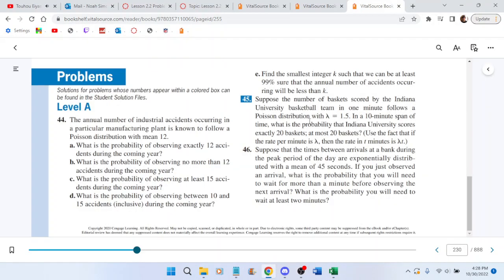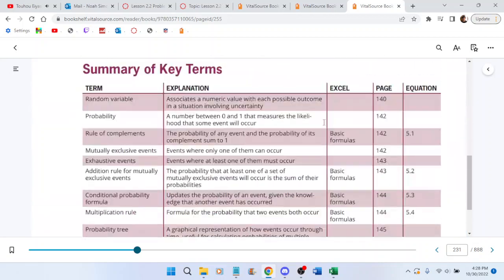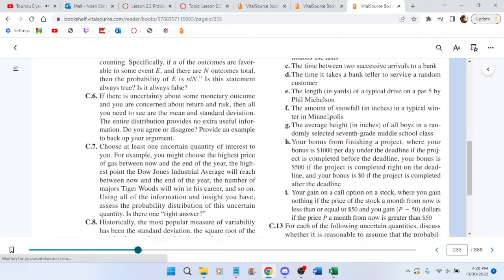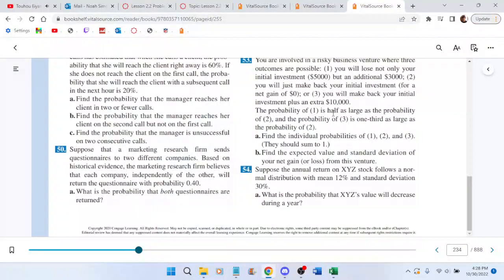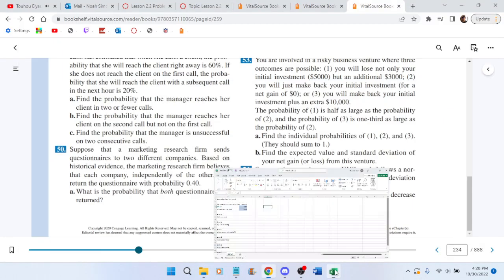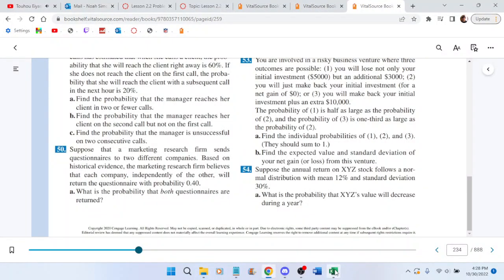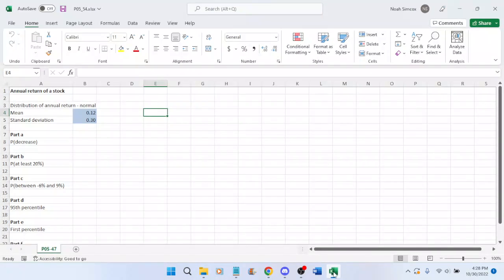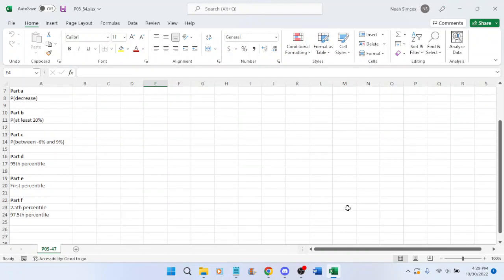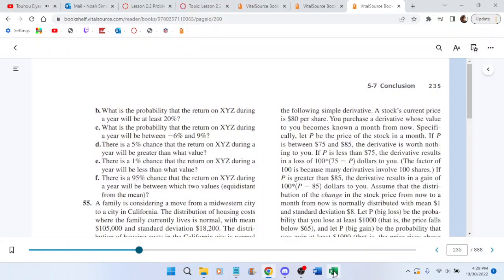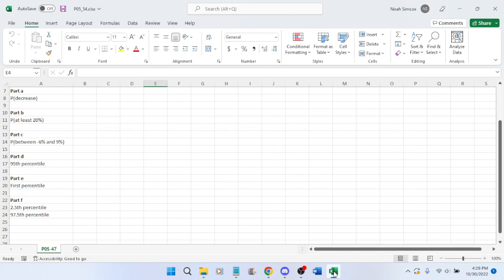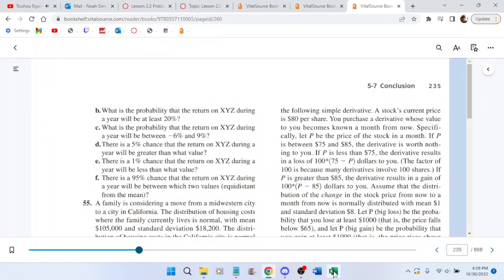Okay, annual return of a stock. I'm just making sure it actually is 54, because it could possibly be not. Annual return of a stock shows a normal distribution with a mean of 12% and a standard deviation of 30%. A, probability it decreases during the year. B is probability that it's at least 20%. C is between negative 6 and 9%. D is a 5% chance of return that will be greater than what value? And E, 1% that it will be less than what value?